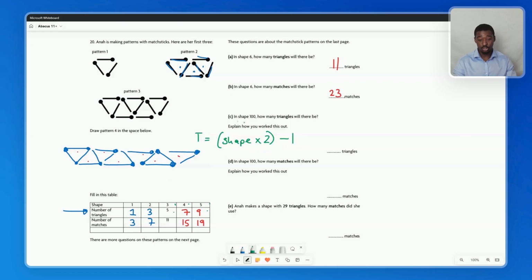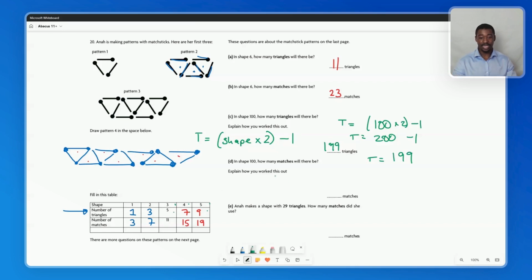So in shape 100, how many triangles will there be? Well, T, triangles for shape 100 will be 100 times 2 minus 1, or 200 minus 1, or simply 199. So 199 triangles. That's how we can work it out. And now we're sort of moving into nth term territory, which is again another topic that we need to understand for our 11 plus exams.